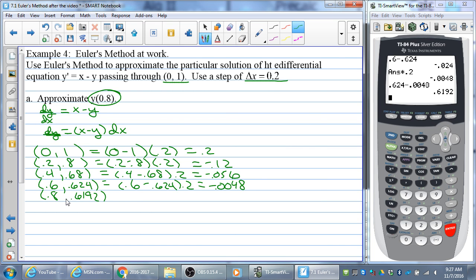Those are not exact values. Euler's method is only an approximation. Questions on this process? It all stems from what this means. So you split it into that. dy is little changes in y, dx is little changes in x, go. It says approximate y of 0.8, so my answer is really 0.6192. Good question.